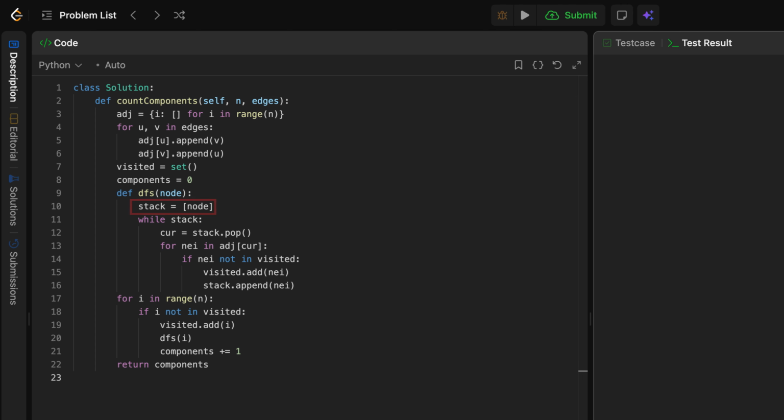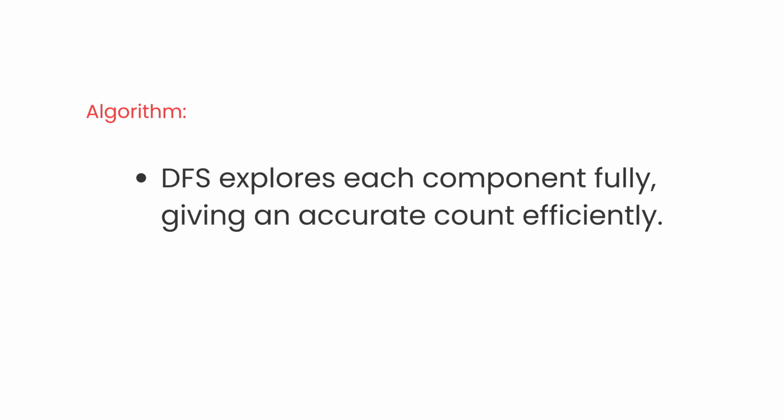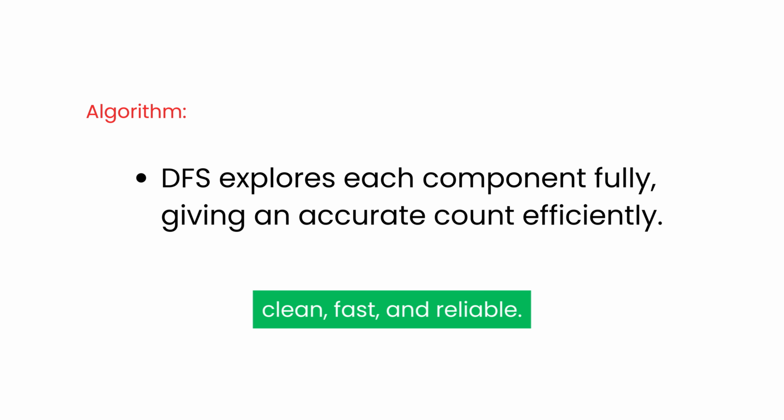Stack starts with the current node. While nodes remain to explore, pop a node and check its neighbors. Mark unvisited neighbors and add them to the stack. Go through each node. If unvisited, start DFS and count a new component. Increment components after exploring a full group. Return the total number of connected components. DFS explores each component fully, giving an accurate count efficiently. Efficient, simple, and elegant.